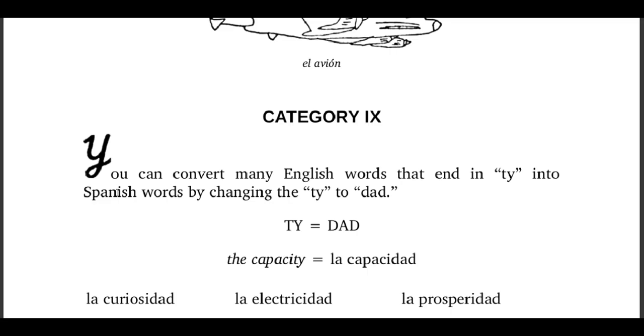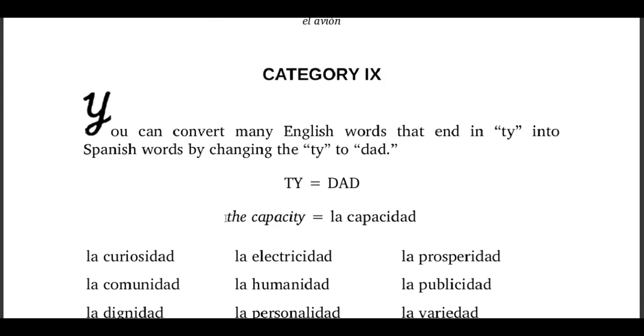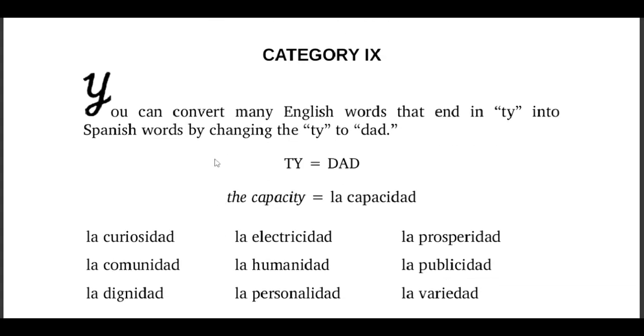And with category 9, we're going to look at words that end with -ty in English, and we're going to try converting them to Spanish. Okay? So if a word in English ends with -ty, to change it to Spanish, what you do is you change the -ty to -dad, and then you have the Spanish version of the word. Okay, let's try.